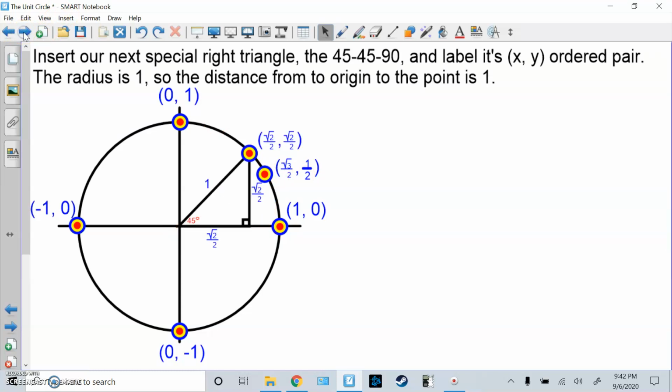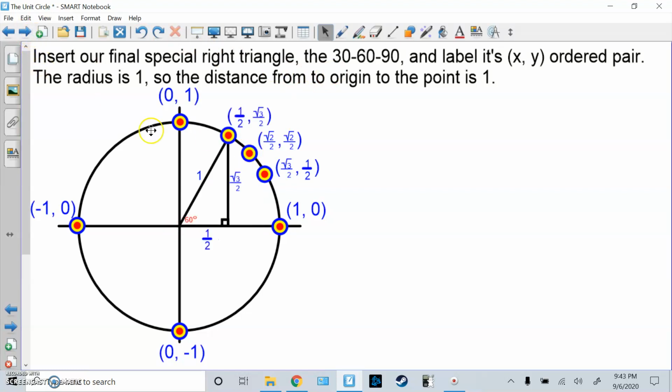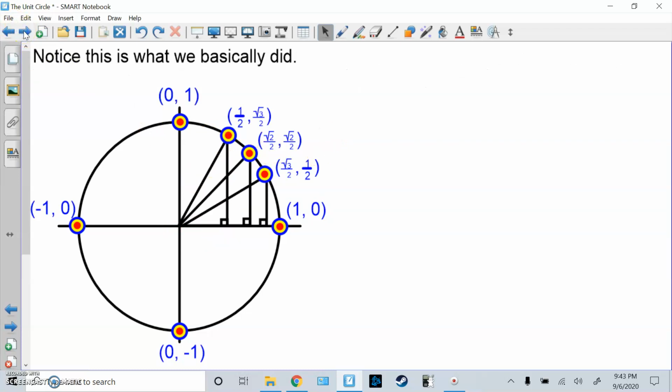Then we do our next triangle, 45-45-90. So how far do we go right? Right root 2 over 2, up root 2 over 2. Then we do our next one, 30-60-90, but stood up. We're going right 1/2, up root 3 over 2. Notice all these have radiuses of 1. Alright, so this is what we basically did.